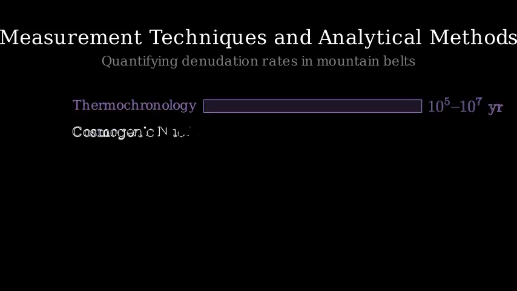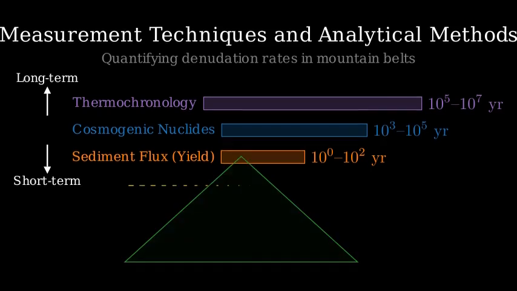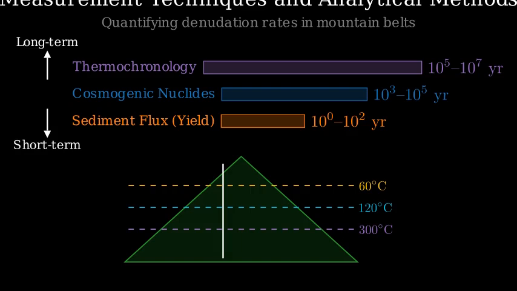In active mountain belts, erosion works across a wide range of timescales and through diverse processes. We need multiple tools to measure how fast landscapes are wearing down. In this lesson, we will build an intuitive picture of three complementary methods: low-temperature thermochronology, cosmogenic nuclide dating, and sediment flux analysis. Each method has its own time window and type of data, but together they give a powerful multi-scale view of denudation. First, low-temperature thermochronology.